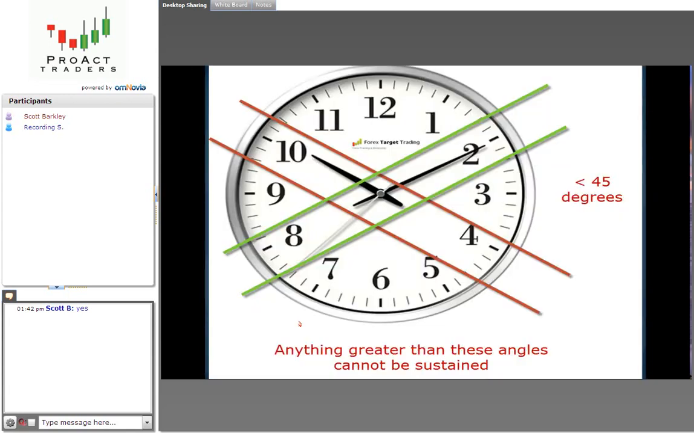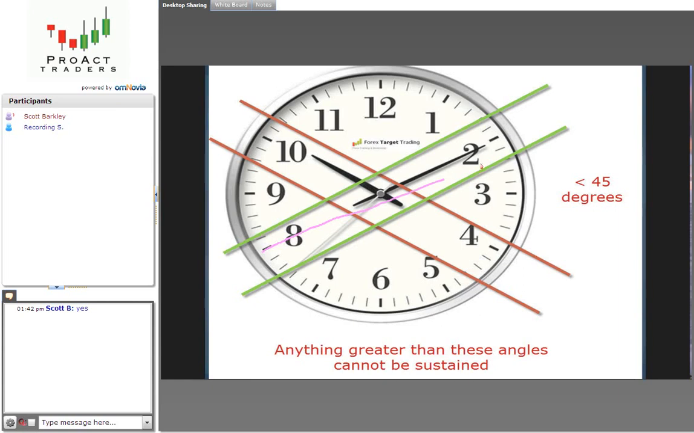Trends are less than 45 degrees. They can't be greater than 45 degrees. All right? So how do you remember what it is? In a downtrend, it's 10 o'clock to 4 o'clock on your watch. In an uptrend, it's 8 o'clock to 2 o'clock on your watch. Okay? Now, this angle right here can be sustained indefinitely. All right? They don't ever do that, but they could sustain that indefinitely. Or this one to the downside could be sustained indefinitely if they wanted to do that.